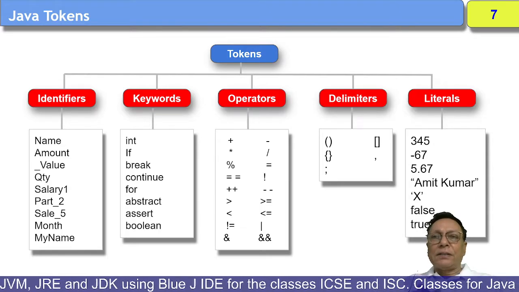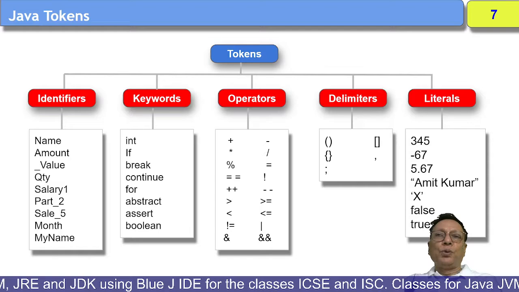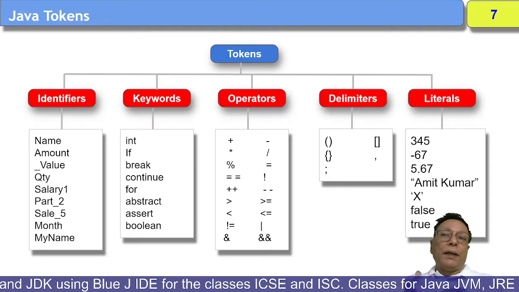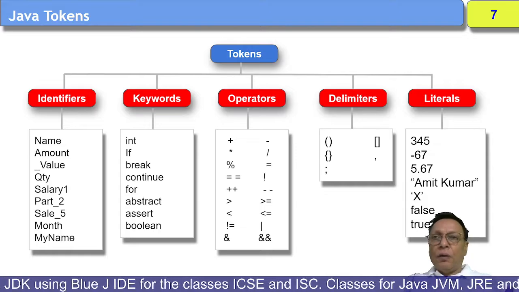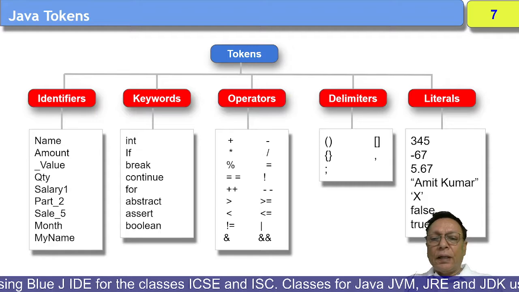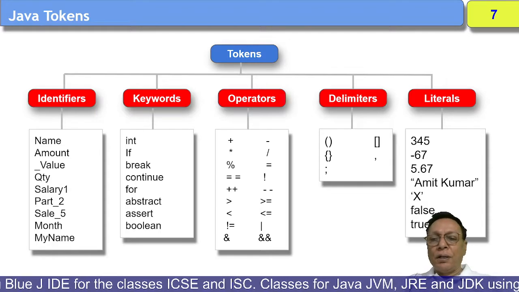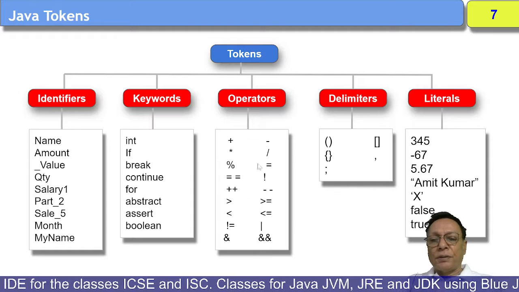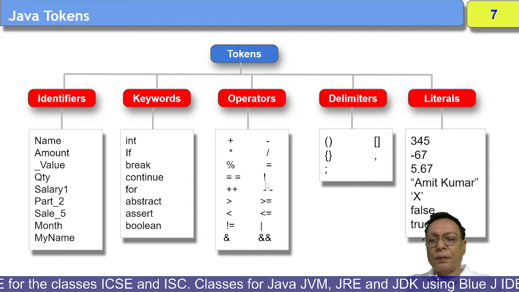And the third thing is operators. When you want to apply any calculation, when you want to apply any condition, when you want to apply some other operation like logical, then in that case you will have to use these tokens, operators, plus, minus, and so on.